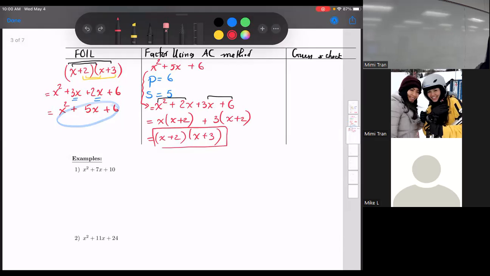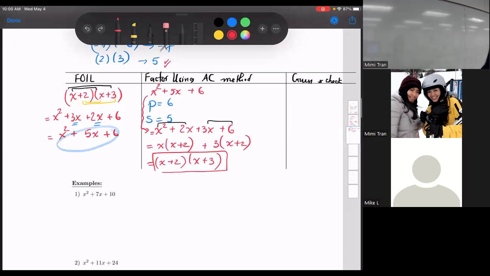So that's the AC method. It's slow, but I kind of like it because when you factor something that no longer has a coefficient of 1, this is kind of better, right? You're less frustrated than if you use guess and check.